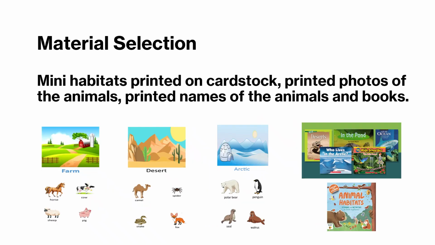The selection of materials for the lesson and activity may include mini habitats printed on cardstock, printed photos of the animals, and printed names of the animals. The images will be laminated and will have Velcro on the back. Also, a book with content appropriate for the grade level and standards, including detailed information and images of the different habitats and their respective animals, like animal habitats in the pond or who lives in the Arctic.